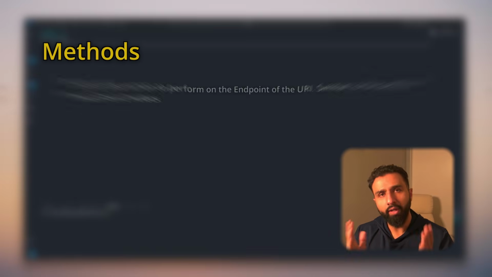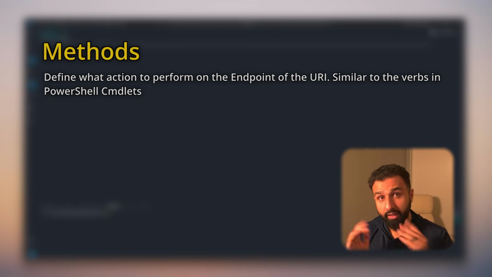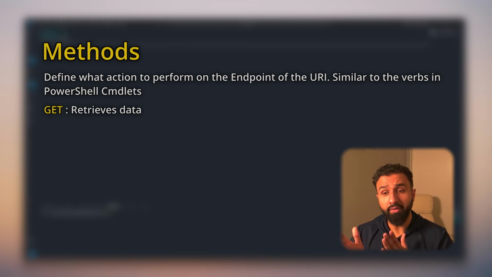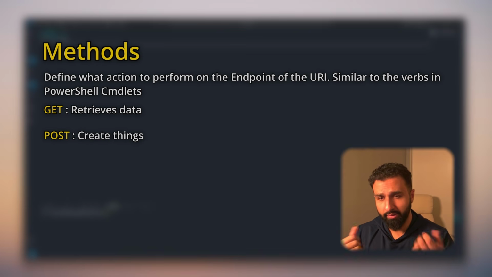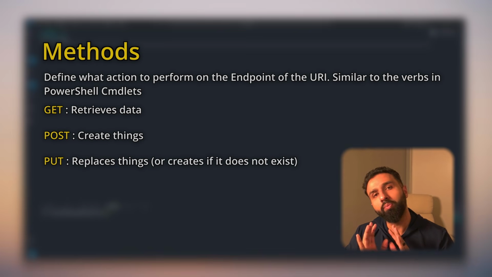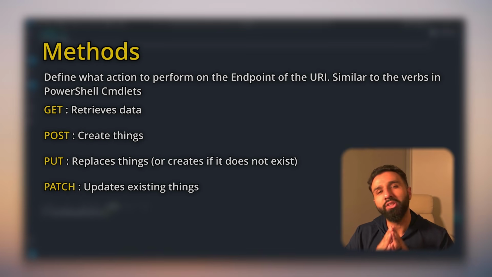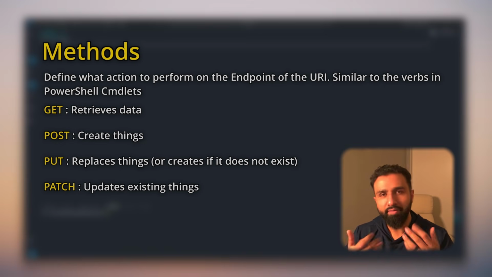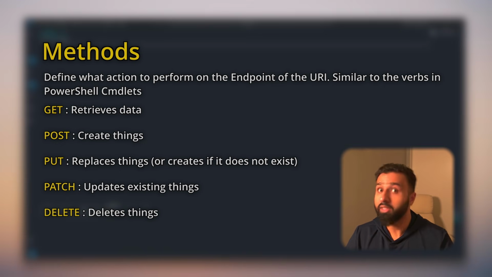The next component is called methods. They're telling the API what actions to take. And here are the key ones. Get, which returns data. Post, which creates data. Put, which replaces data. Patch, which updates and modifies data. And finally, you have delete, which deletes data.